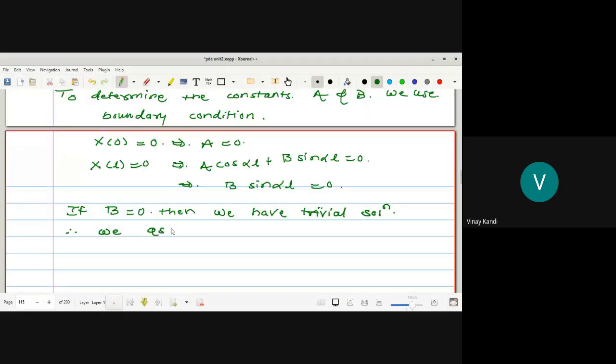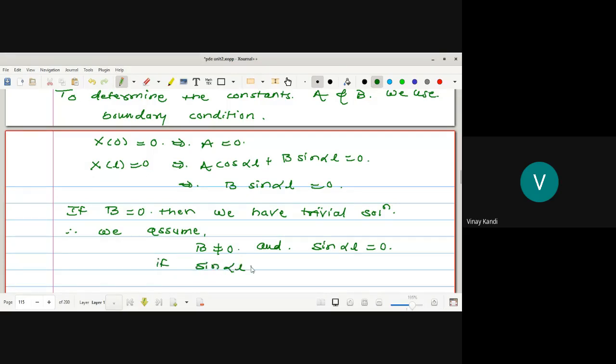Therefore we assume B is not equal to 0, and sin alpha l is equal to 0. Here what will B be? Not equal to 0. If we take B equal to 0, what will happen? Again that trivial solution. Okay, that's why we have taken B is not equal to 0 and sin alpha l is equal to 0.